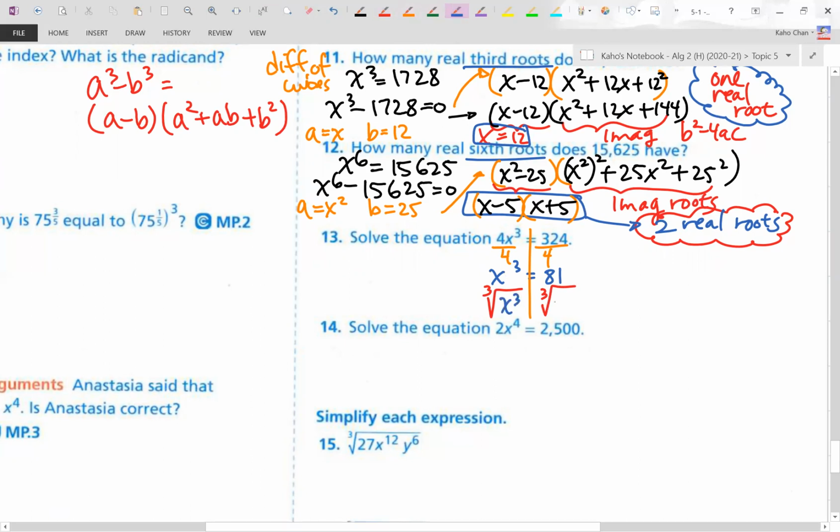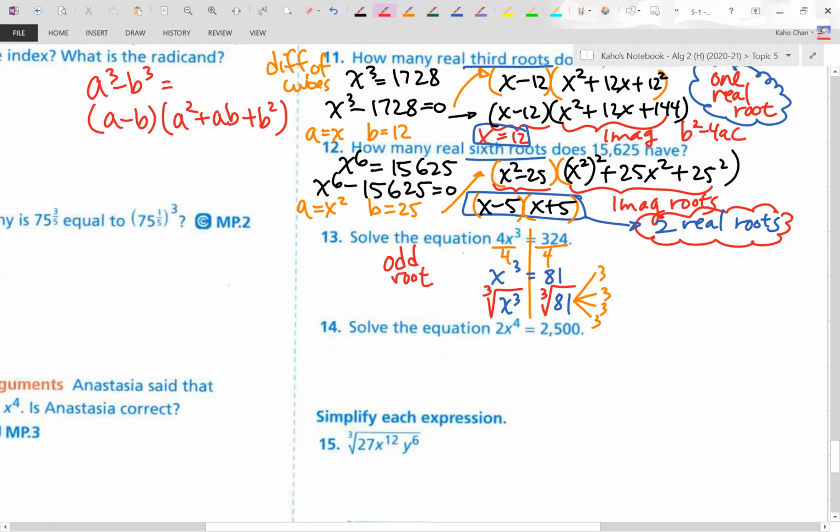Interesting, interesting. 81 is not a perfect cube. Excuse me. 81 is 9 times 9. 9 and 9 are 3, 3, 3, 3. I have extra here. Because it's an odd root, I don't need any pluses or minuses, do I? So I don't have to worry about that.